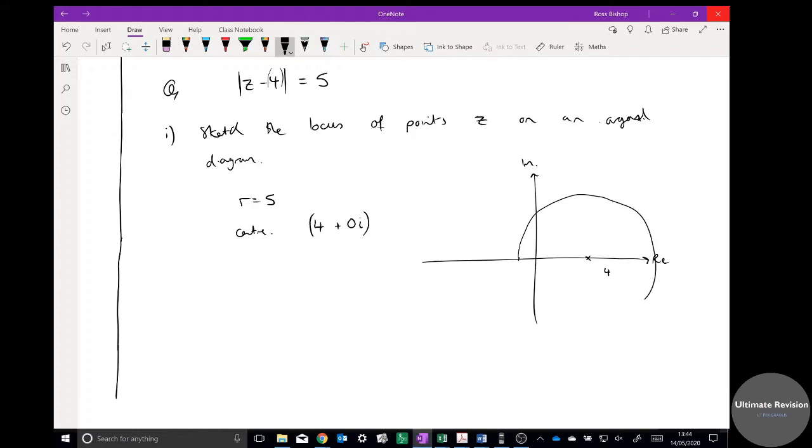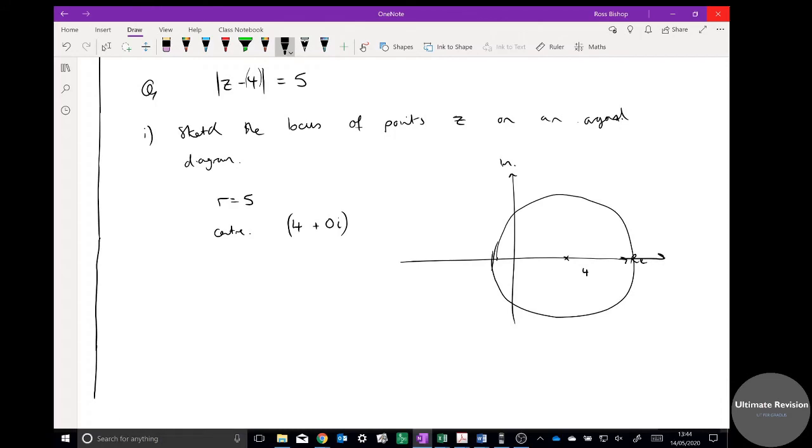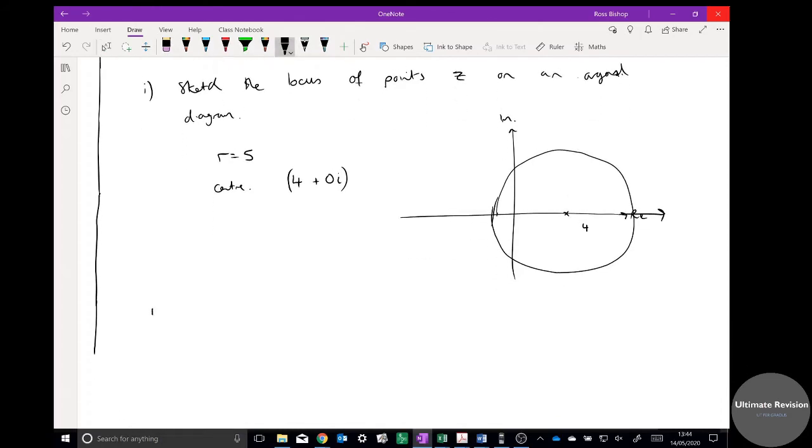And it's going to look something like that. A terrible sketch, but that's roughly what it will look like. It's good enough. Okay, that's part 1. Part 2, find the values of z that satisfy both.